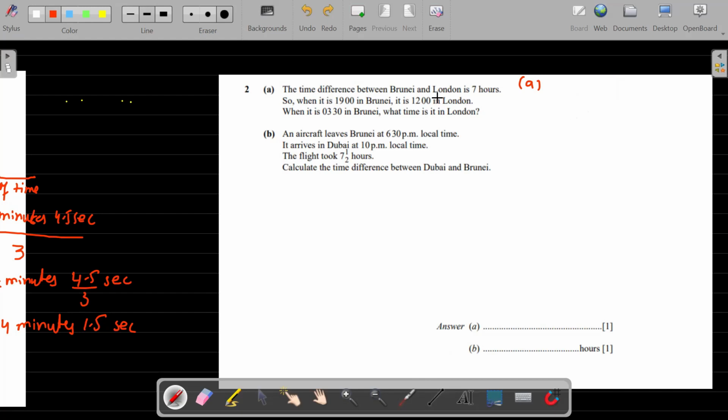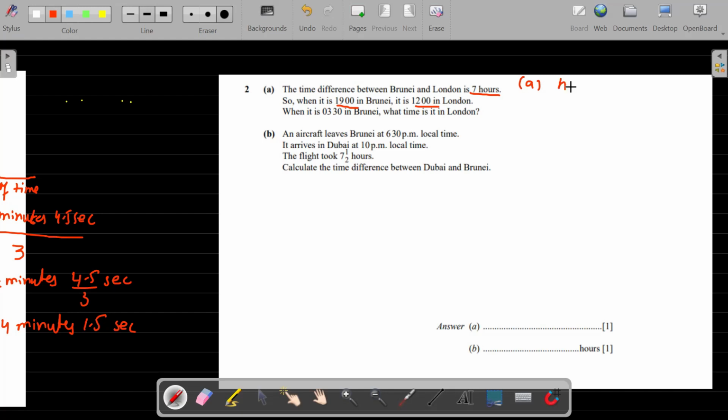The time difference between Brunei and London is 7 hours. So when it is 19:00 in Brunei, it will be 12:00 in London. This shows that Brunei is ahead of London, 7 hours ahead. If I want to calculate the time of London, I need to subtract 7 hours from it. Is it clear? Because Brunei is ahead of London, I'm simply going to subtract it.